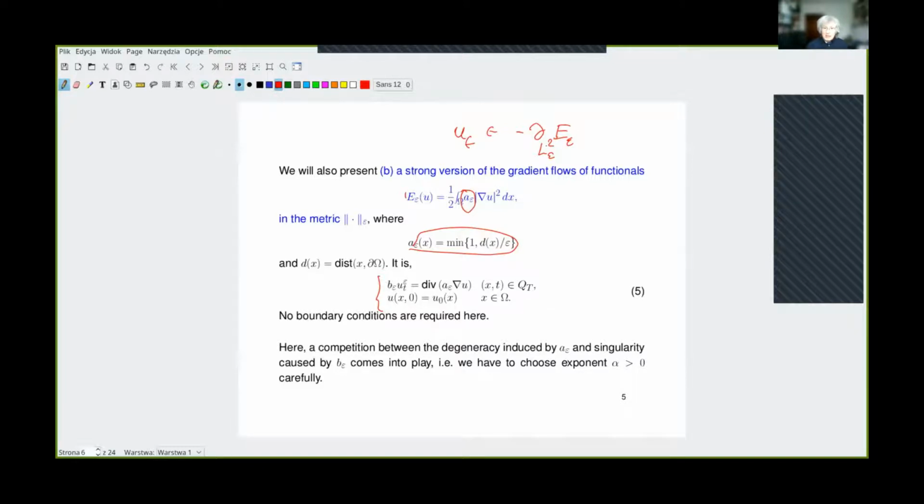And let me stress one important thing related to equation 5. I didn't write here any boundary conditions, and this is not a mistake. Here, the boundary conditions are implicit. This situation is similar to considering a parabolic problem or elliptic problem on a whole Rn. You do not usually specify the boundary conditions at infinity. You specify them in an implicit way. In other words, we will see also competition between degeneracy of the problem, induced by the weight, and singularity induced by the weight.